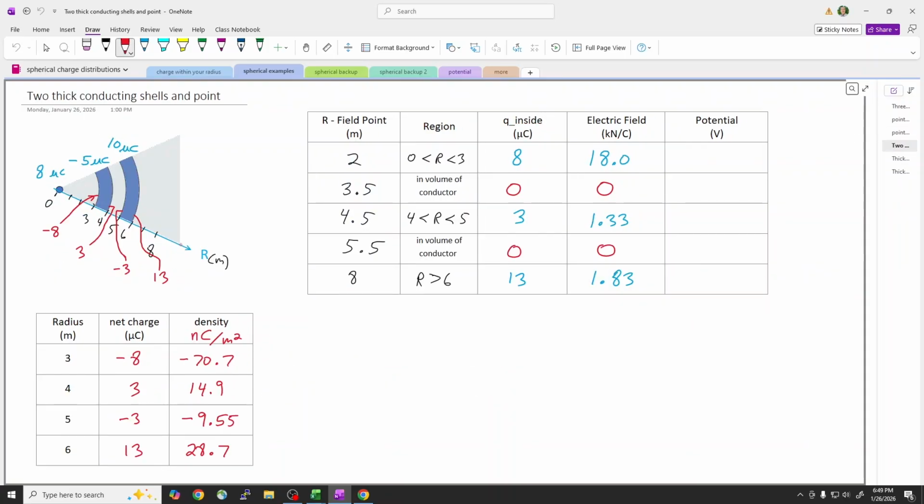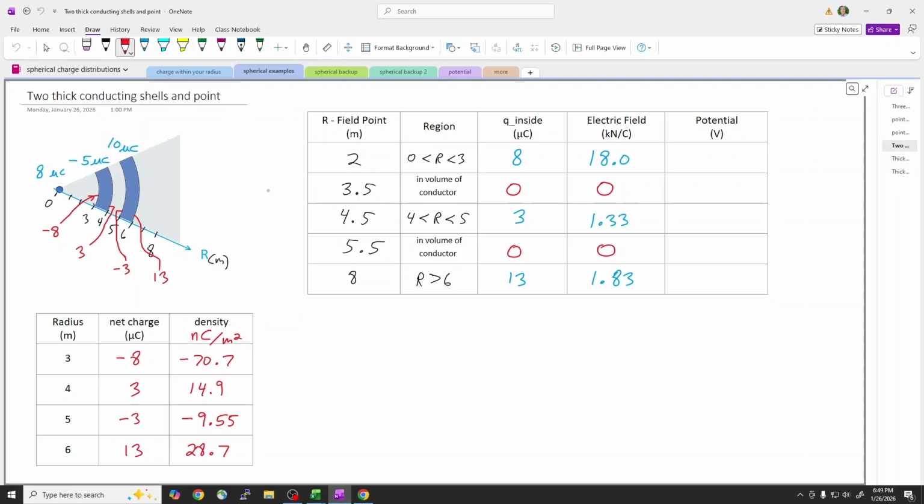So here's another example, and now our scale will be meters, and I'll use microcoulombs, right? So 8 microcoulombs at the origin, minus 5 microcoulombs, thick shell between 3 and 4 meters, 10 microcoulombs, another thick shell between 5 and 6 meters. So again, there's no volume densities, but we do get surface densities because this is conducting.